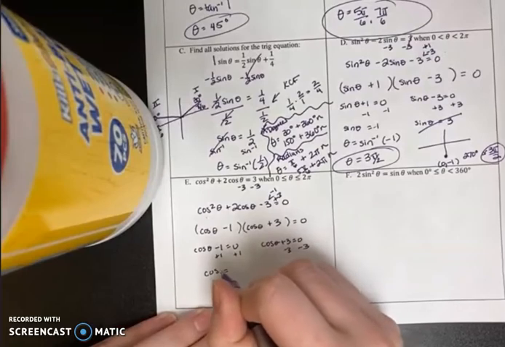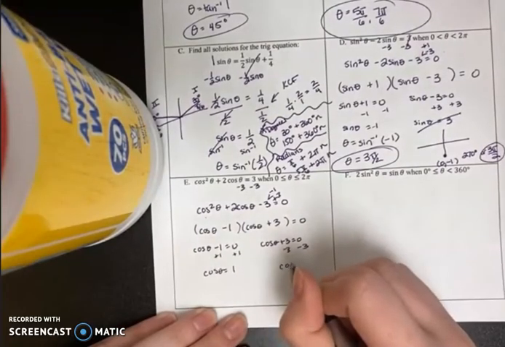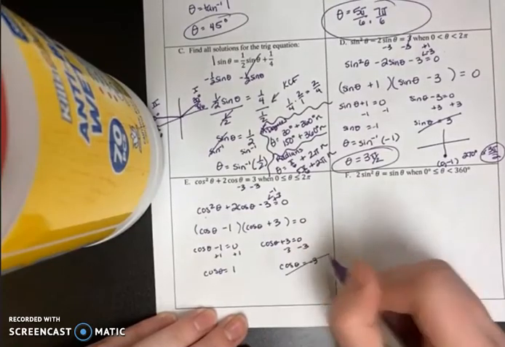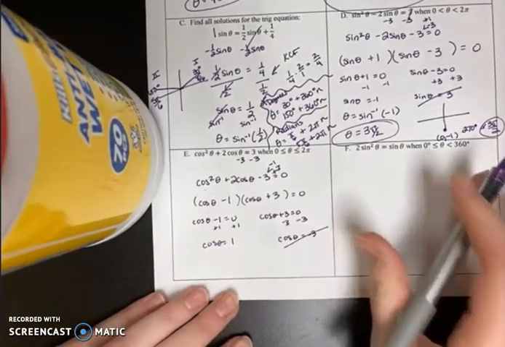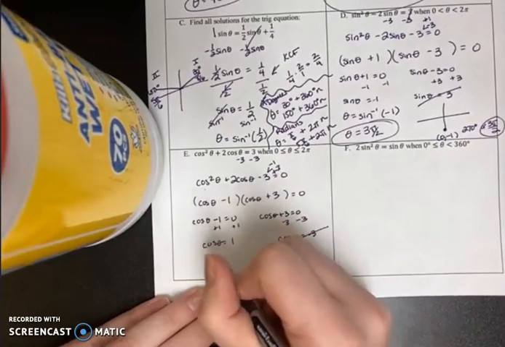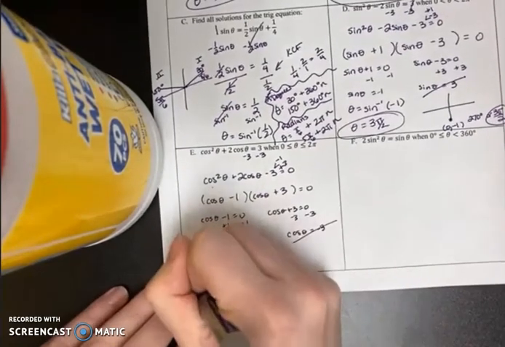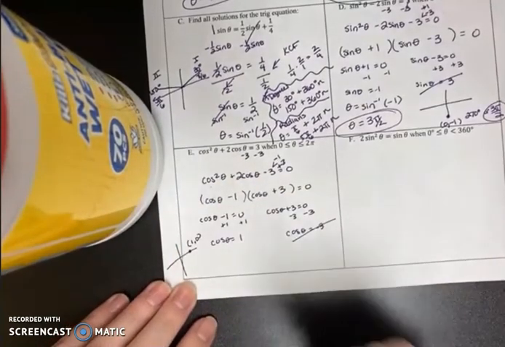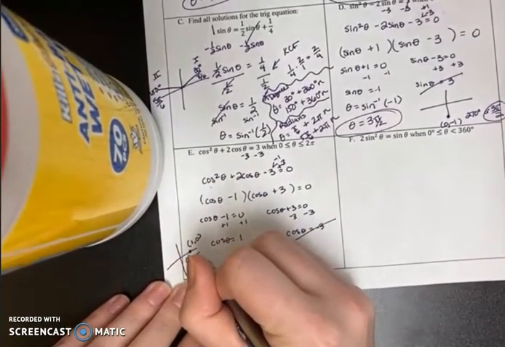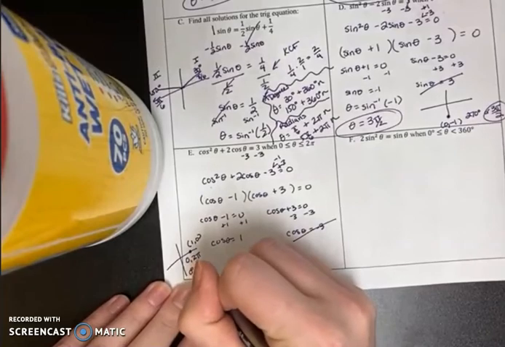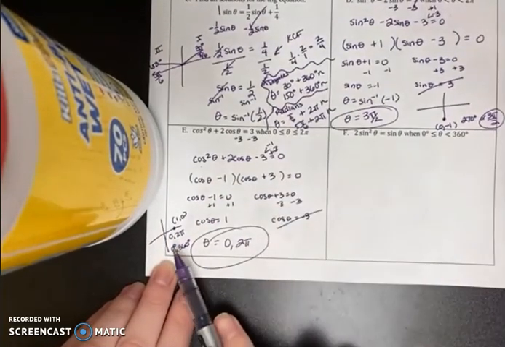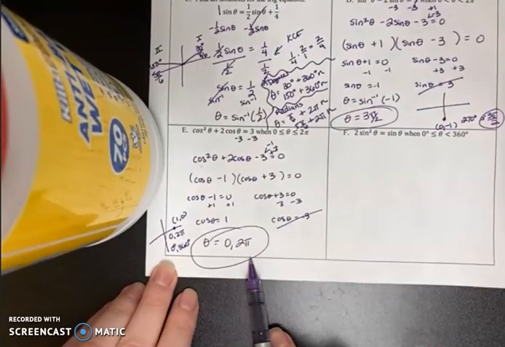You should recognize that cosine of theta is never a negative 3 on the unit circle, so that won't give us a solution. But cosine is a positive 1 here at 0, or 0 degrees, 360 degrees. Because it's in radians, I know my final answer should be 0 and 2 pi.